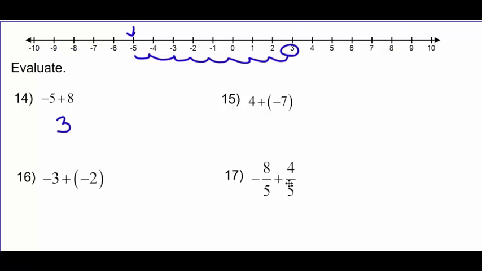All right, now again, some of you are probably thinking, that's pretty silly, Mr. Hale. I'm pretty sure I can handle doing -5 plus 8 without having to use a number line. And if that's you, that's spectacular. You go for that. All right, no pressure from me.